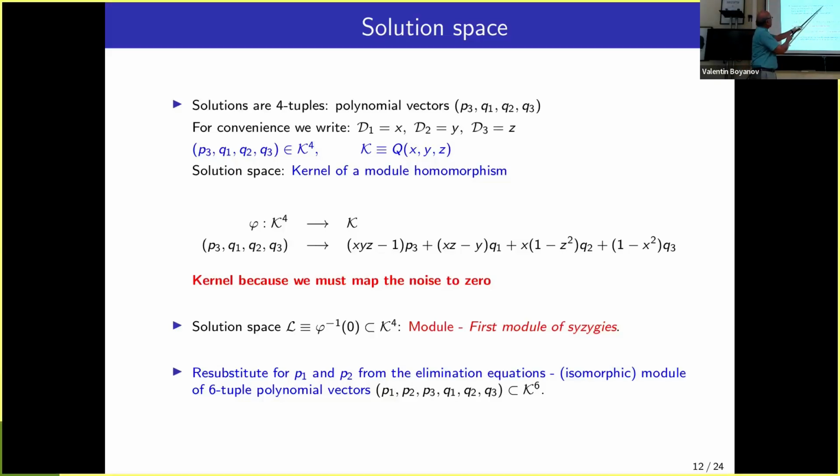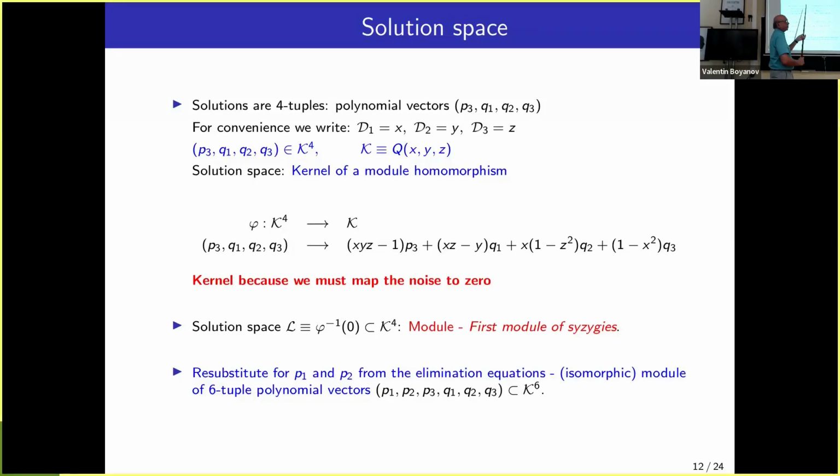So solutions are 4-tuples, because we have to solve only these, and the other ones we can get by the elimination equation. So this belongs to K^4. K is this ring. We take essentially integer polynomials, integer coefficients, but rational is good enough because you can clear denominators. And Q is better behaved because it is a field. So we take Q[X,Y,Z]. And phi maps K^4 to K. This is the mathematics of it. Any (P1, P3, Q3) is mapped to this polynomial, which is in K.